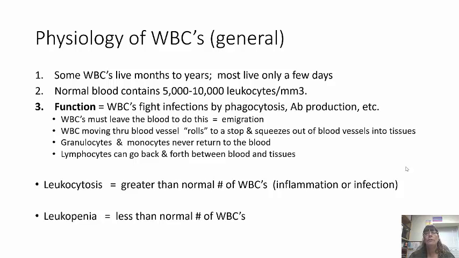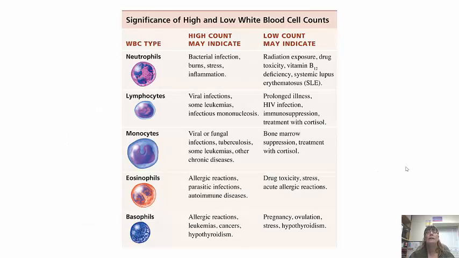Leukocytosis is when you have a greater than normal count of white blood cells, and this usually indicates that you have an inflammation or an infection of some type. Leukopenia is when you have a less than normal count of white blood cells. These are the 5 types of white blood cells. Remember, never let monkeys eat bananas, and that will help you remember the order from greatest concentration to the lowest concentration.